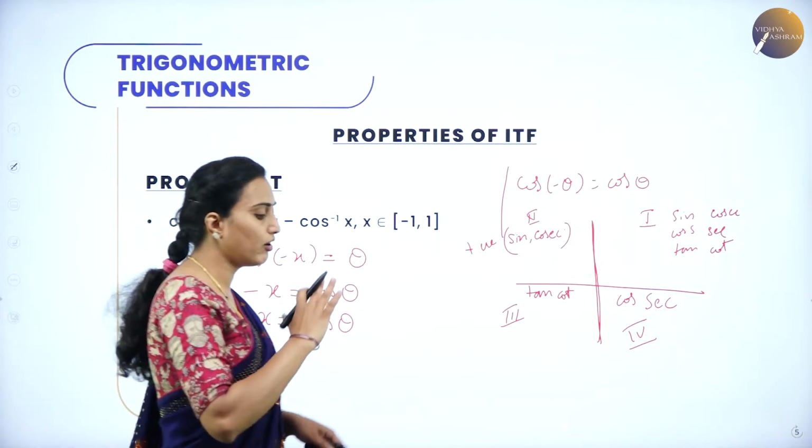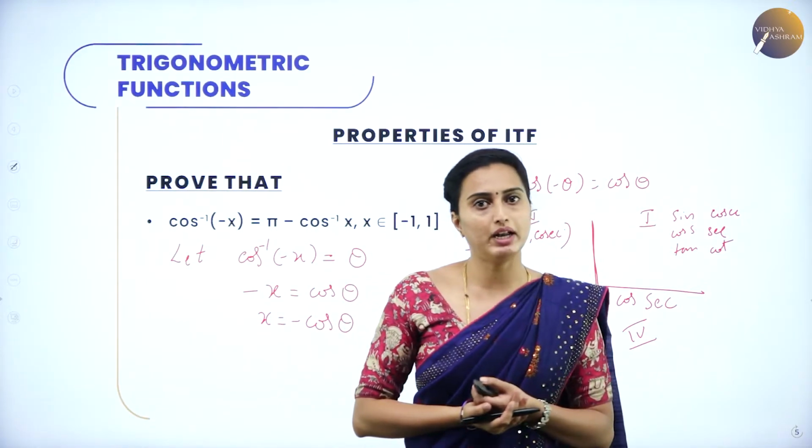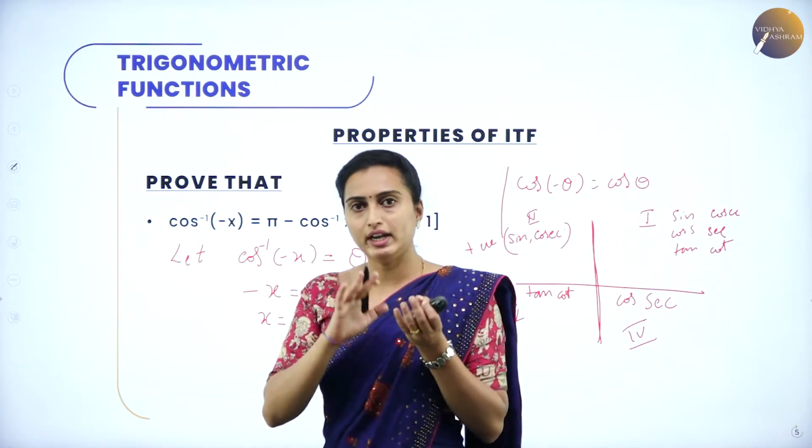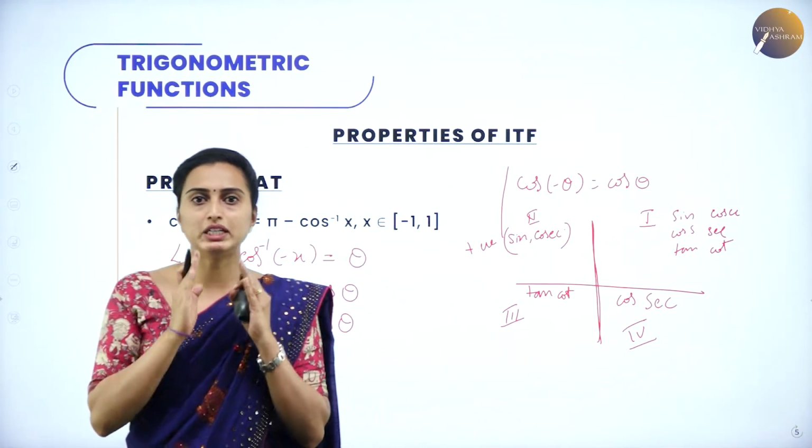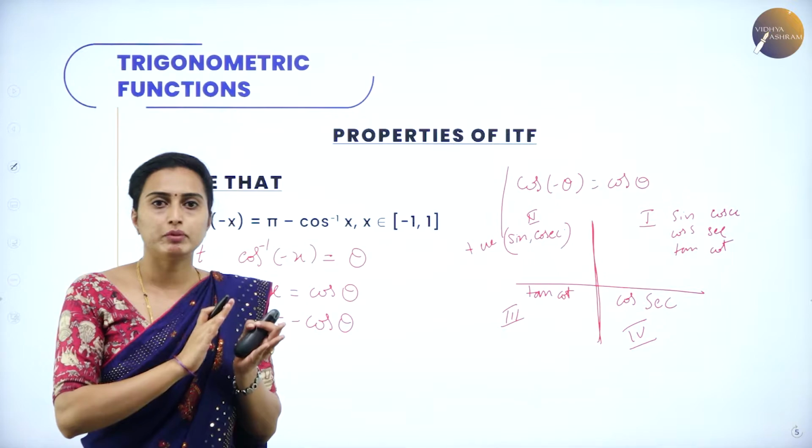And what is cos of 180 minus theta? Multiple and submultiple angles. 180 minus theta means when it is a multiple of 180, cos will become negative.